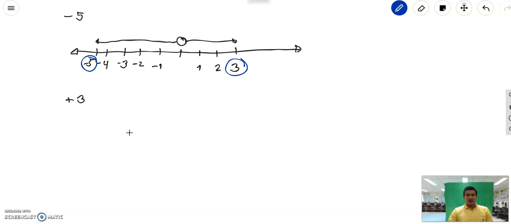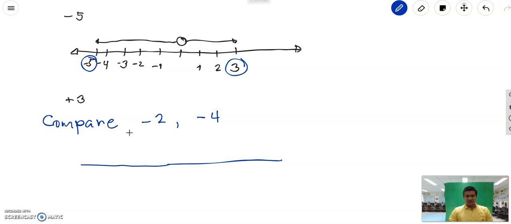Now let's compare integers with positive and negative values. For example, we compare negative 2 and negative 4. Which one is closest to 0 and which one is farthest from 0? When we draw the graph, this is our origin. We have a line to represent our integers. Let's say this one is 0, 1, negative 1, negative 2, negative 3, and negative 4.